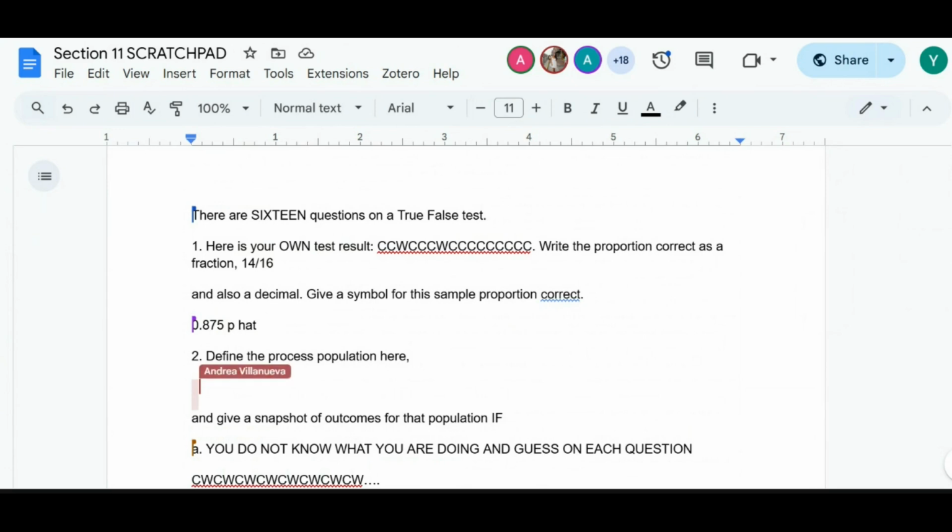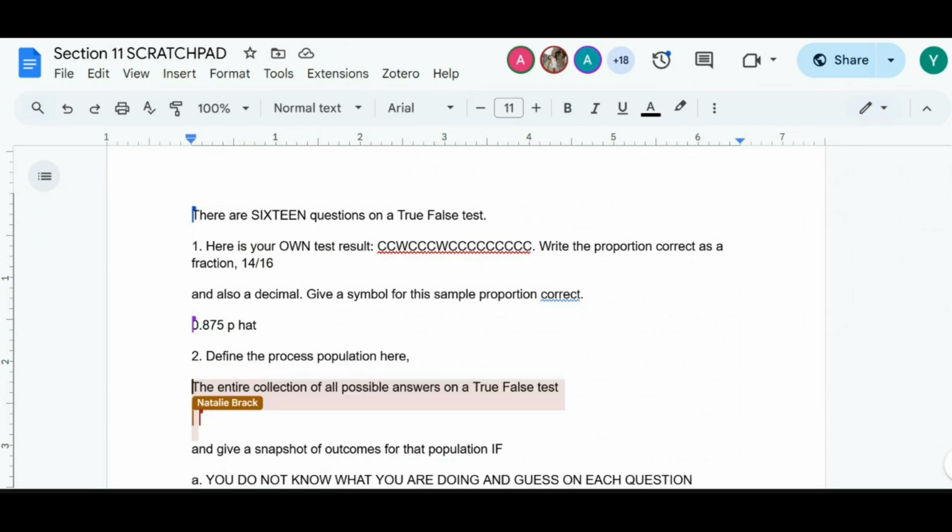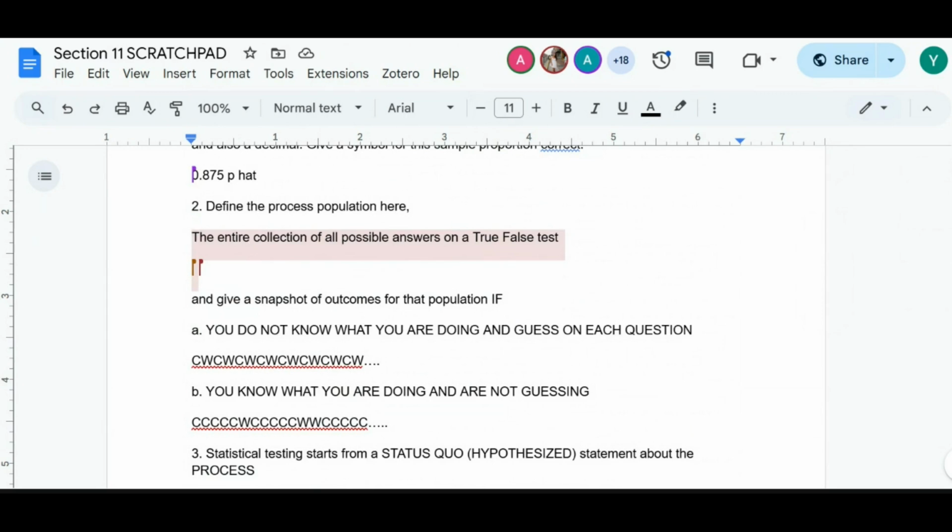Define the process population here. Does anyone want to try? You can actually copy paste. Isn't it almost identical to what I just typed? So somebody can go copy paste. I don't mind. Actually, I encourage students to do that because it means you know the entire question of all possible answers. True. Yes, good. And then is this the same? Wow, that was very good, very fast.